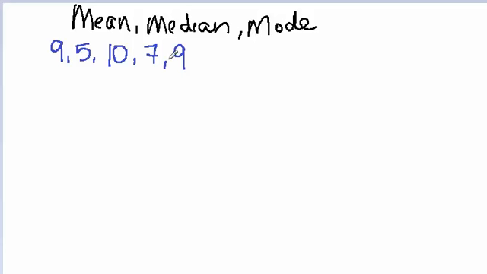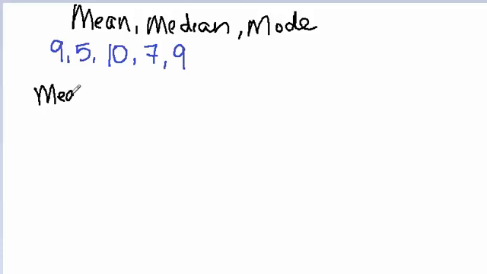These are numerical ways of summarizing data. So you have these 5 test scores of your friends. Your first friend got a 9 on the test. Your second friend got a 5 out of 10. Your third friend got a 10 out of 10. Aced that test. Your fourth friend got a 7. And your fifth friend got a 9 out of 10. Now you want to summarize this data.